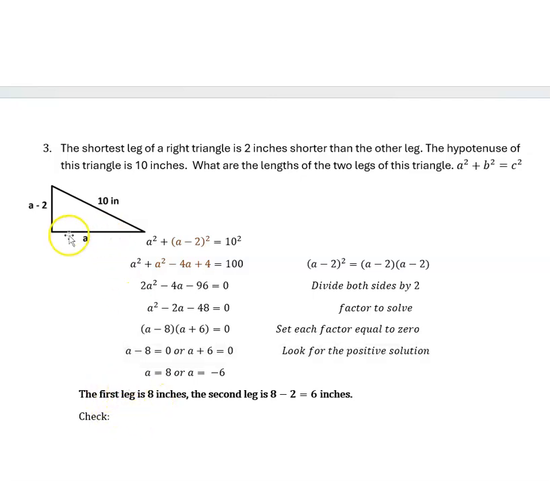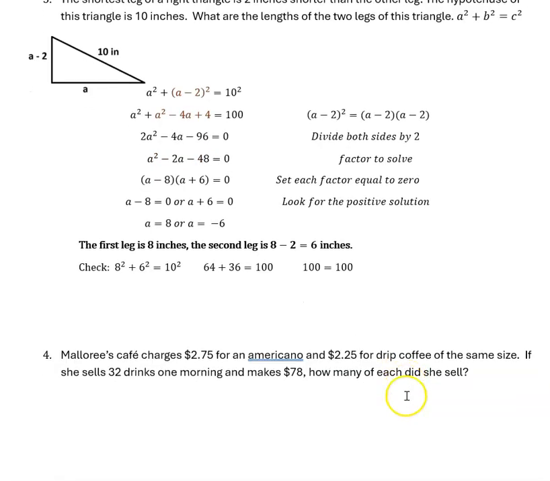which means our solution that we're looking for is 8. The first leg here is 8, and the second leg is 8 minus 2, because we said it was going to be 2 inches shorter, or 6 inches. And the check for this looks like this. We have 8 squared plus 6 squared should equal 100 squared. That's 64 plus 36, which does equal, and that would be the check.